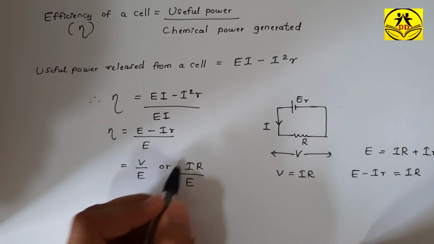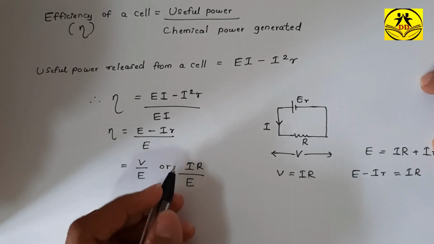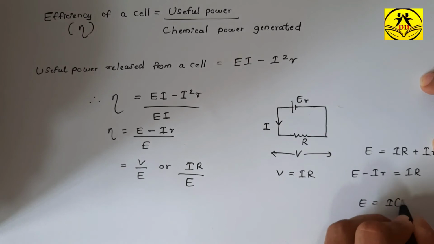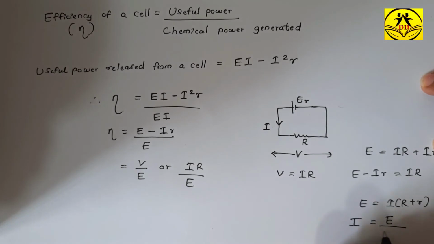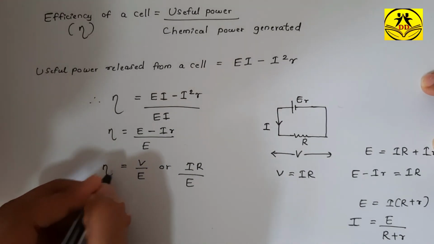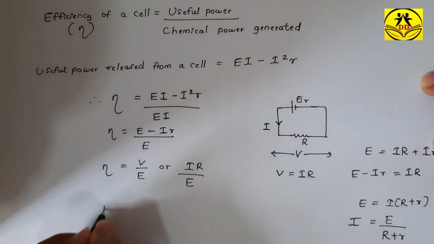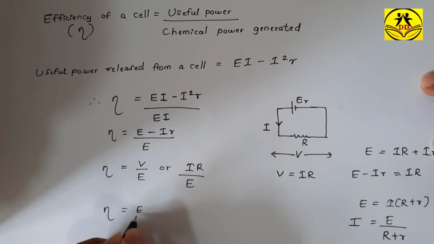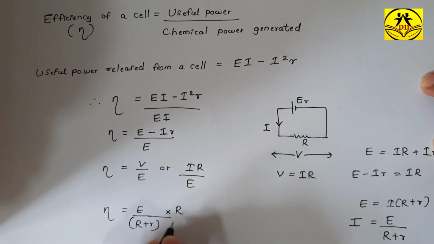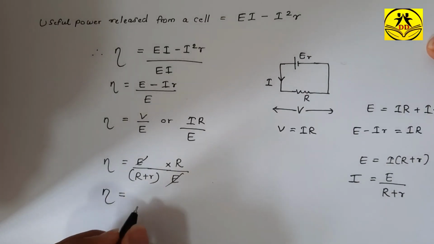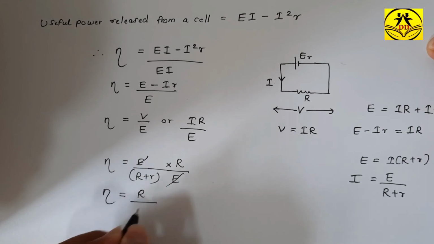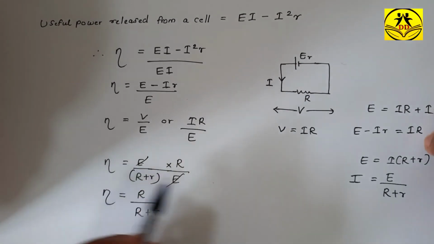So this I, now what is I here? From this equation, E equals IR plus Ir, so I is E divided by capital R plus simple r. So instead of I here, you can write this. Eta equals E over R plus r into R divided by E. So what happens? E and E get cancelled. So eta equals capital R divided by capital R plus simple r.